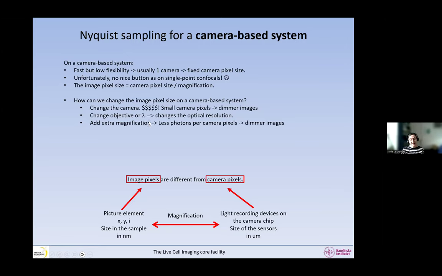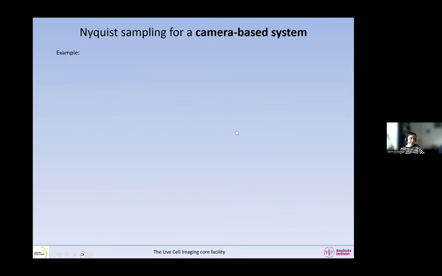So I think everyone who works with camera-based systems will have to figure out if they have an extra magnification on their microscopes. There are different options in our microscopes. All our Nikon microscopes have a 1.5x extra. And when we talk about the magnification here to calculate the pixel size in the image, we're talking about the full magnification: the magnification of the objective and the extra magnification lens.